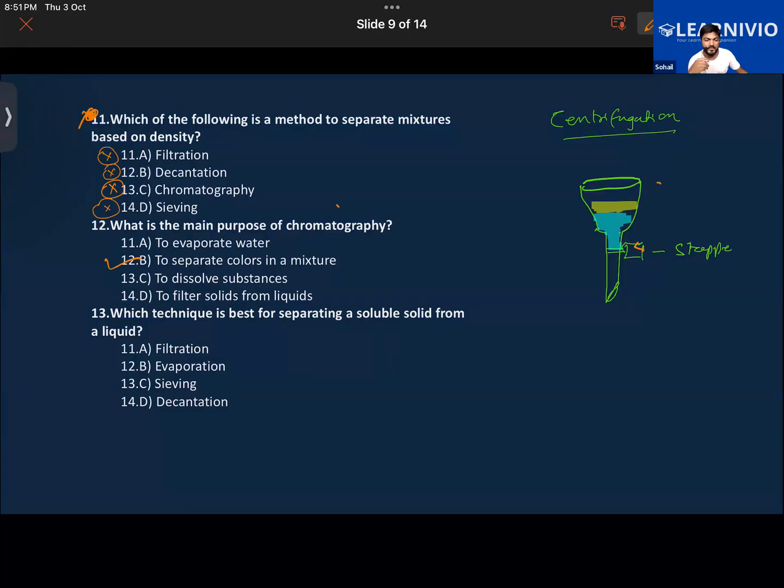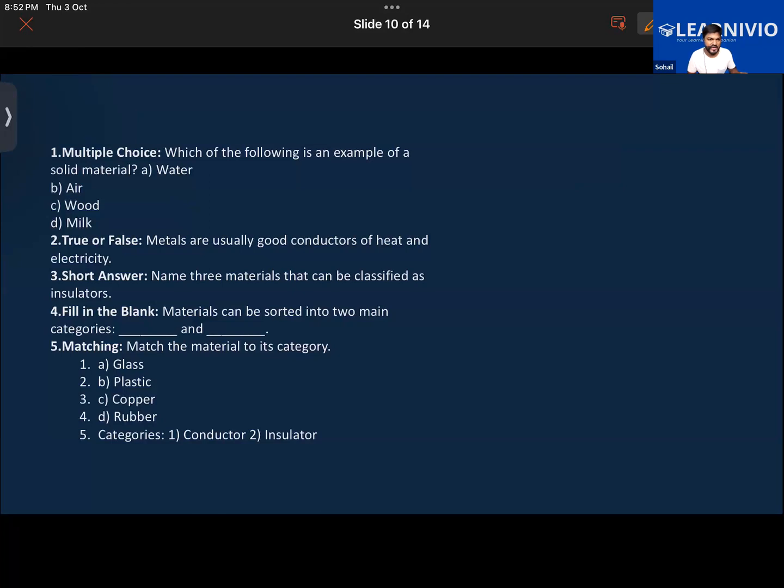Soluble, meaning that it dissolves in the liquid. It does not settle at the bottom. Exactly. That is evaporation. Well done. Like we have the example of sugar and salt.